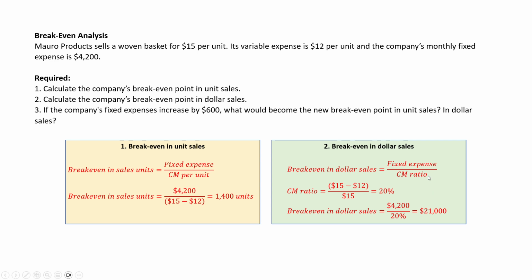Again, it's important to know the other formula because what if you weren't given contribution margin dollars per unit, but you were given the contribution margin ratio? If you were given the contribution margin ratio, you could still calculate break-even in dollar sales.